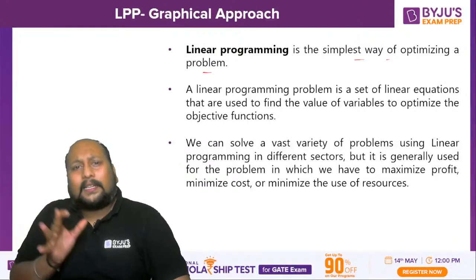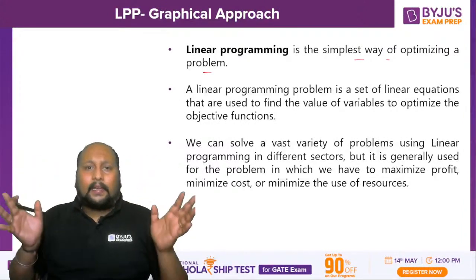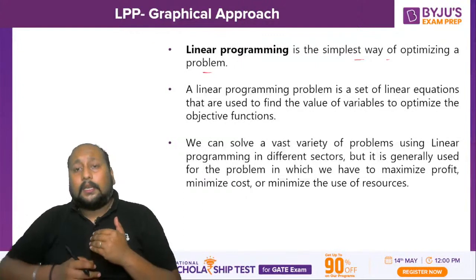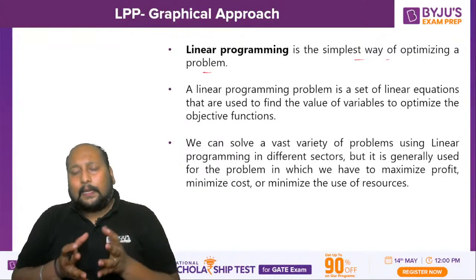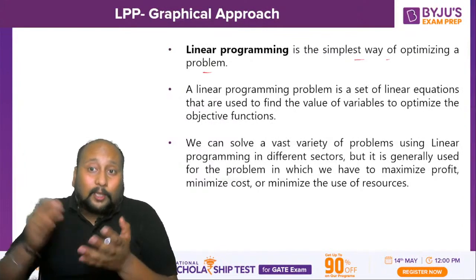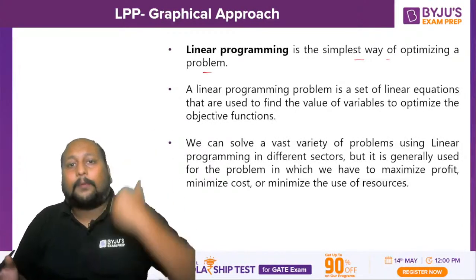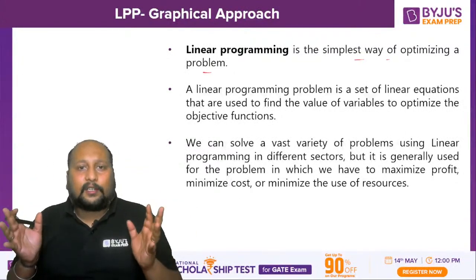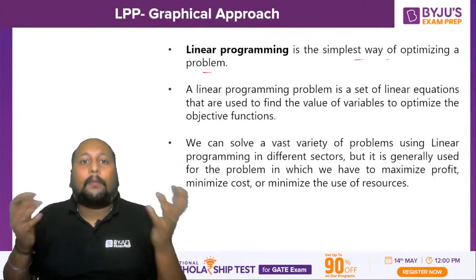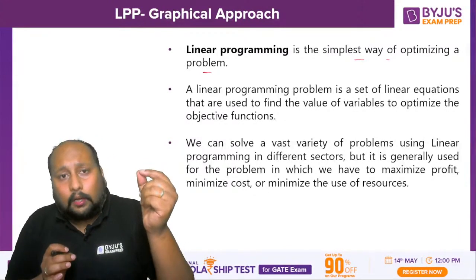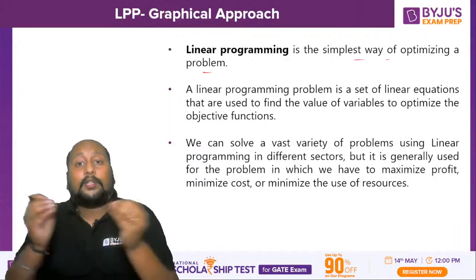Now let us try to understand. We got an idea: LPP will be used where we have some restriction in the resources, and many possible solutions are possible. So there we need to optimize our results. Here the objective function refers to the function which we need to optimize. That could be profit oriented, cost oriented, or the usage of resources.